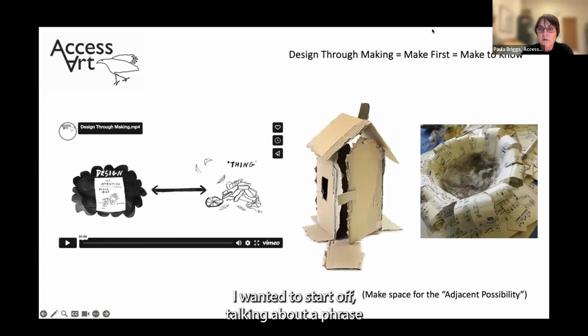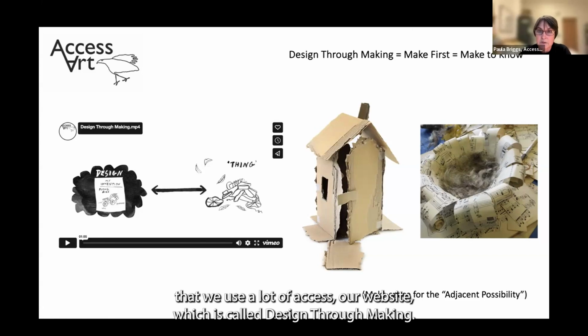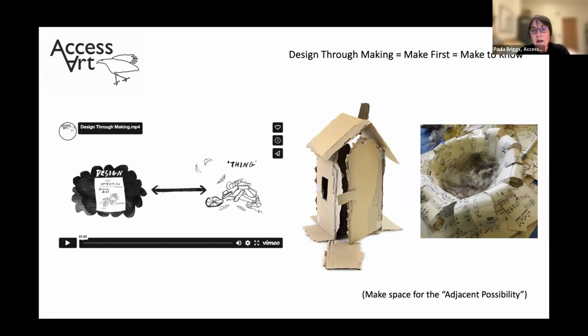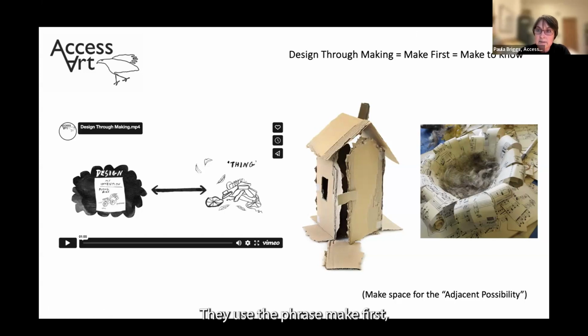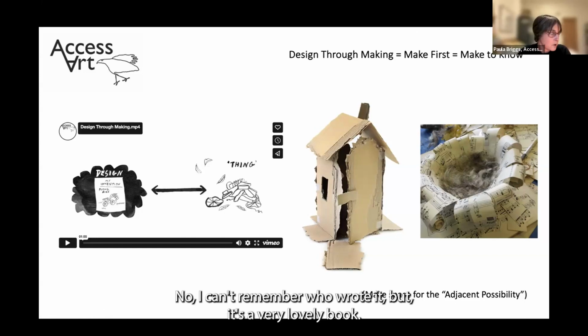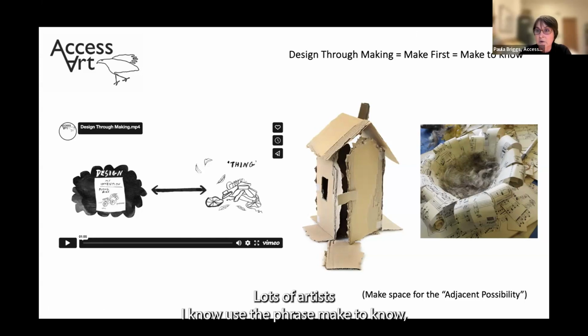I wanted to start off talking about a phrase that we use a lot on the AccessArt website, which is called design through making. And we've had previous conversations with the Crafts Council. They use the phrase make first. And there's actually a book I found the other day called Make to Know. I can't remember who wrote it, but it's a very lovely book. Lots of artists I know use the phrase make to know, but we're all meaning the same thing, whether it's design through making, make first, or make to know.